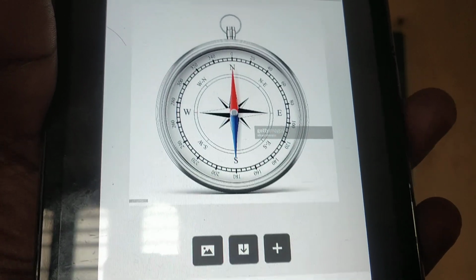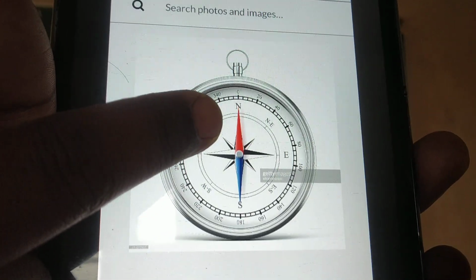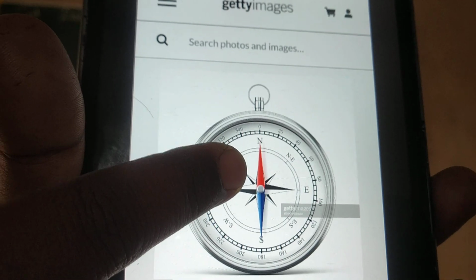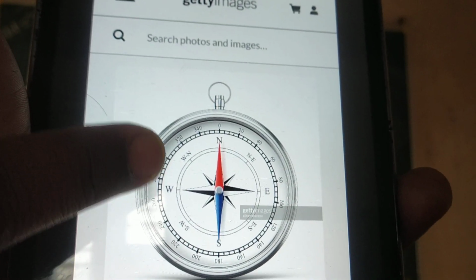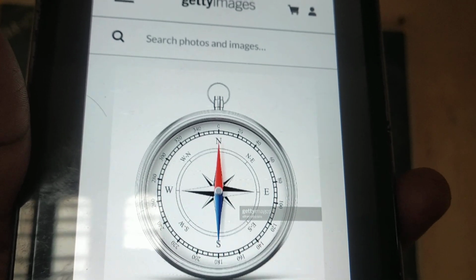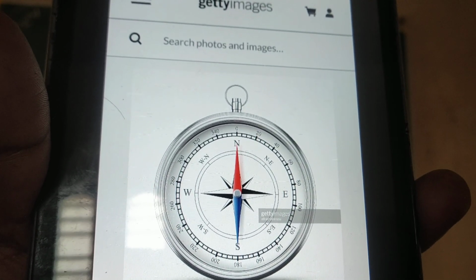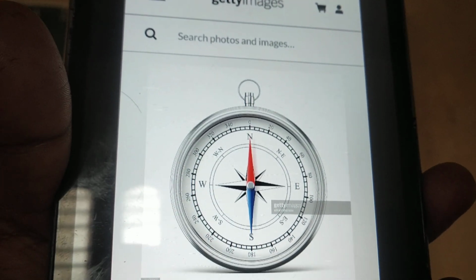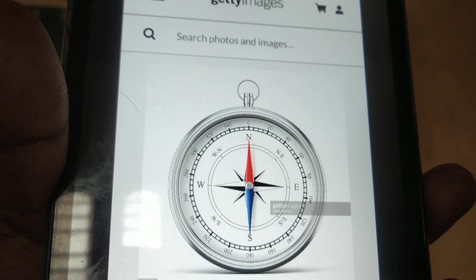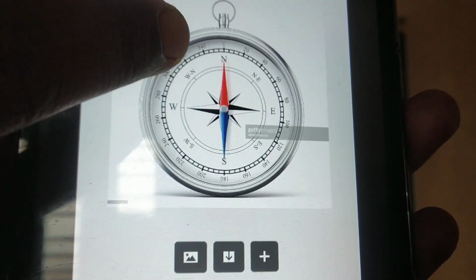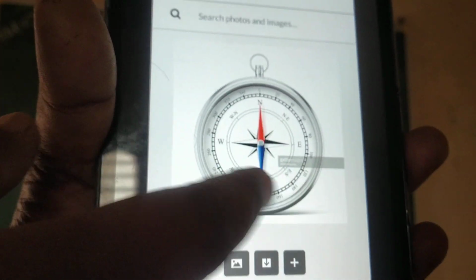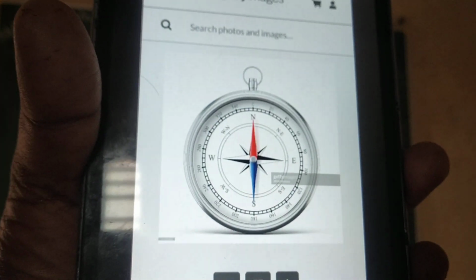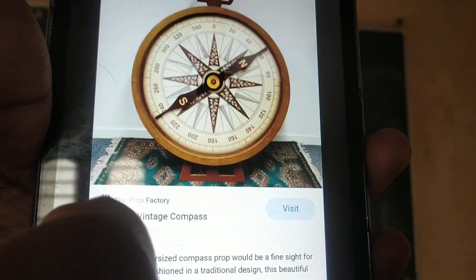It has a needle with a red tip, always pointing to the north side. Where is it pointing? It is pointing to the north side. This helps us to find the four directions and ways to a place easily. You can see this compass: this is north, this is south, this is west and this is east. With the help of that, we can find the directions.